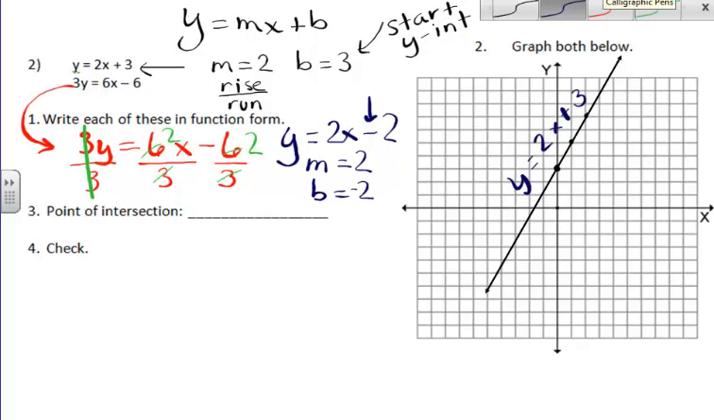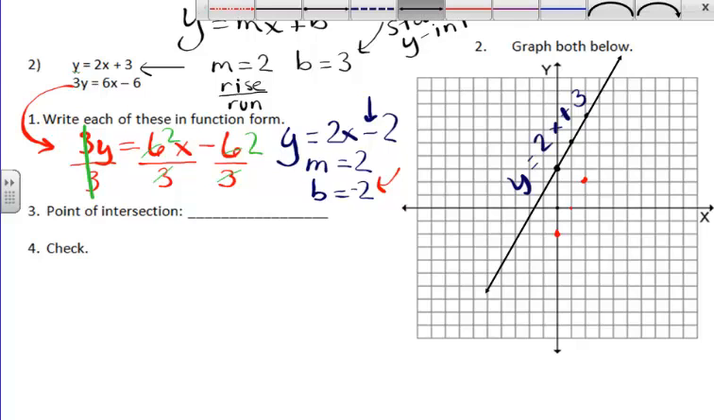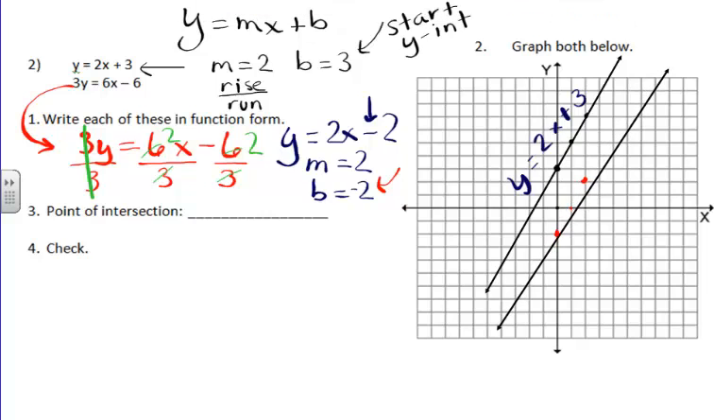Let's plot those. We start at my y-intercept at negative 2, and slope is up 2 over 1. There are my 3 points. And you should immediately see that you have parallel lines. There is no point of intersection.